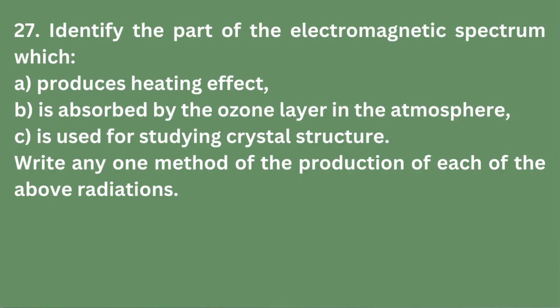27th. Identify the part of the electromagnetic spectrum which A, produces heating effect, B, is absorbed by the ozone layer in the atmosphere, and C, is used for studying crystal structure. And write any one method of production of each of the above radiations.